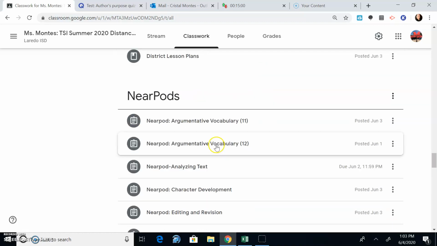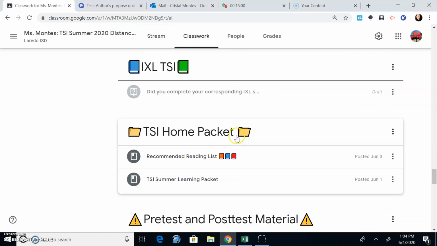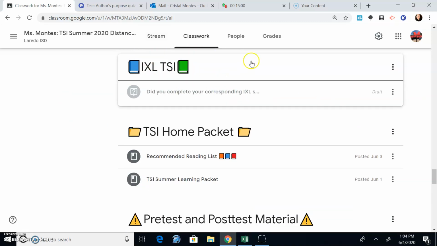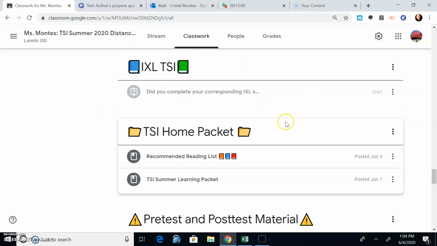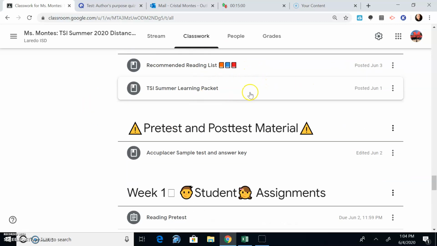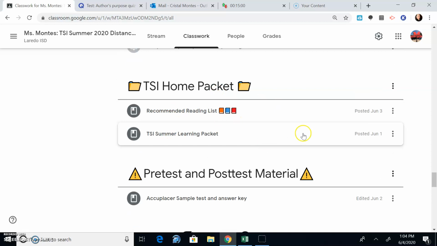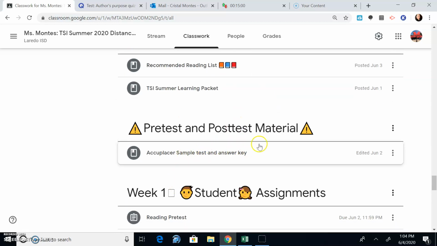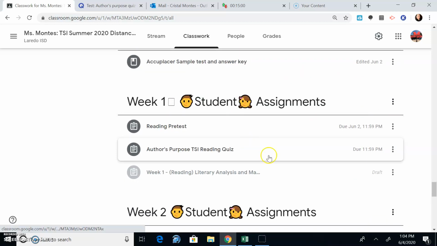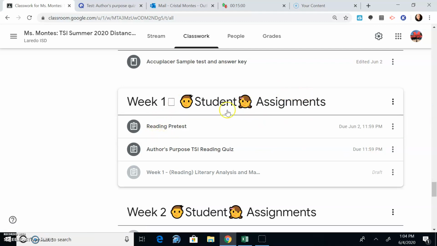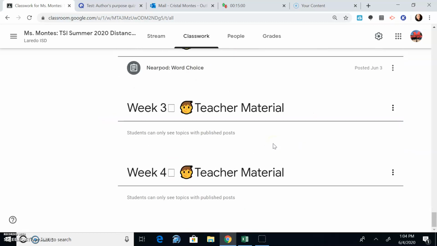Then we have our calendar, our Nearpods. Remember the IXL, we will be getting our password and logins shortly. You do have that paper packet that was provided if you need it. And we have the sample test. And then here is where I'm posting your weekly week 1 assignments. We so far had the pretest and the author's purpose.